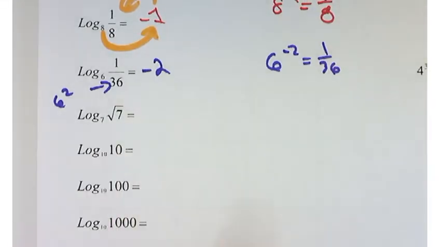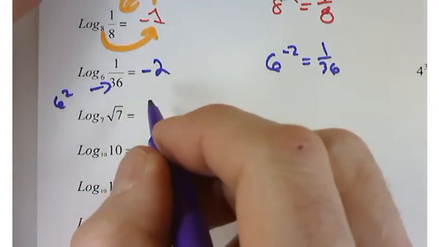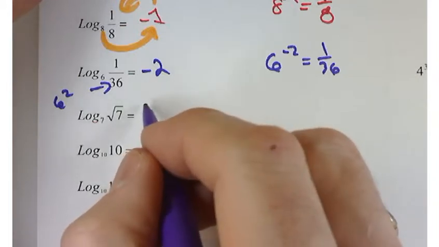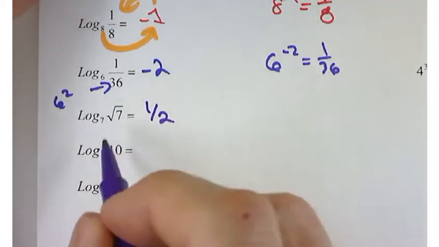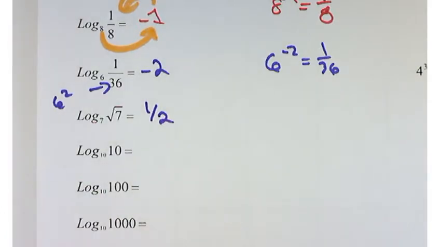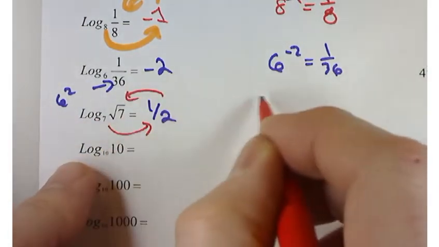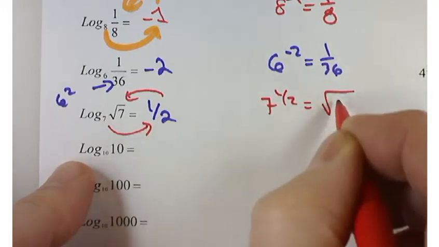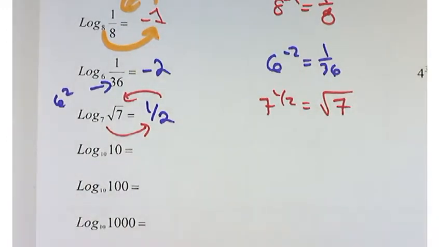Okay. Next one down is a little bit more challenging. What power of 7 gives me the square root of 7? You've got to think back to our work with rational exponents. We did this, chapter 10? Go ahead, Zach. Yeah. So 7 raised to the 1/2 is the square root of 7. Square root is just another way of writing something to the 1/2 power.